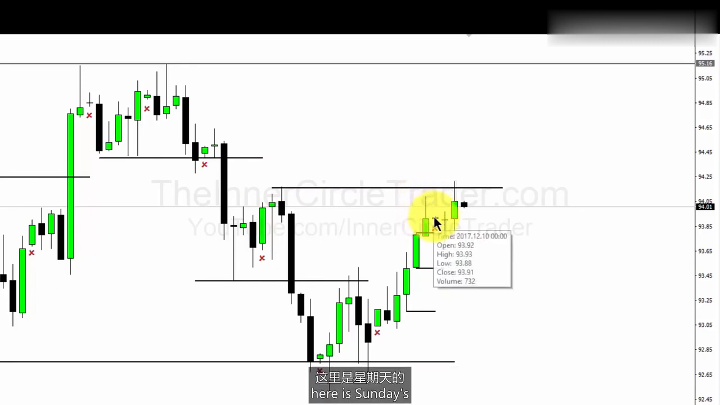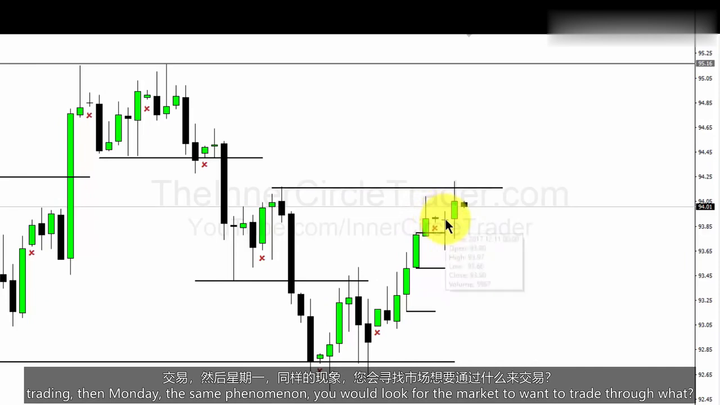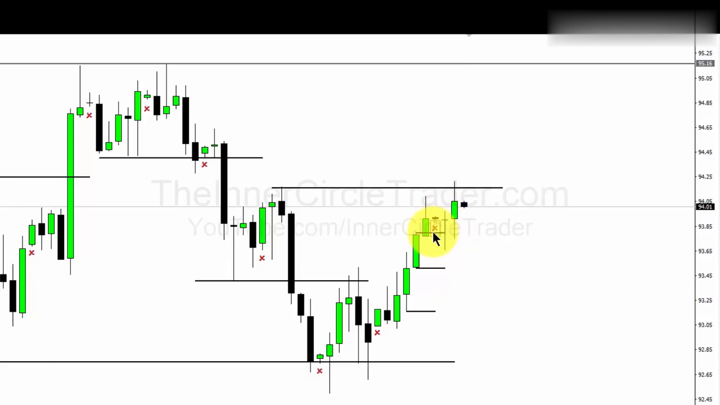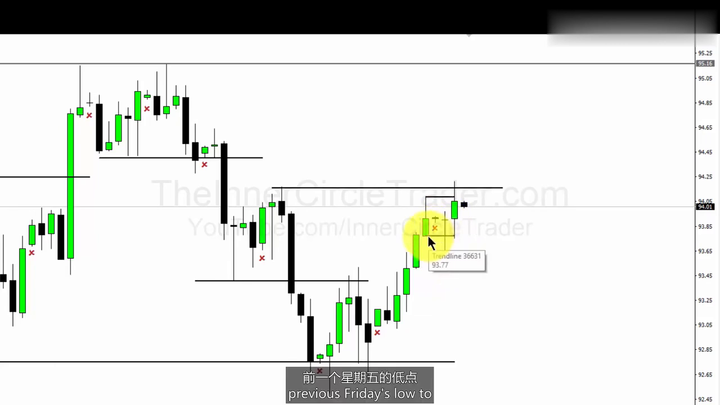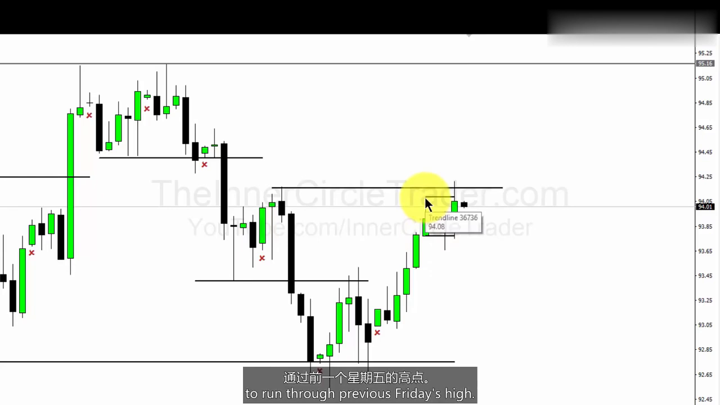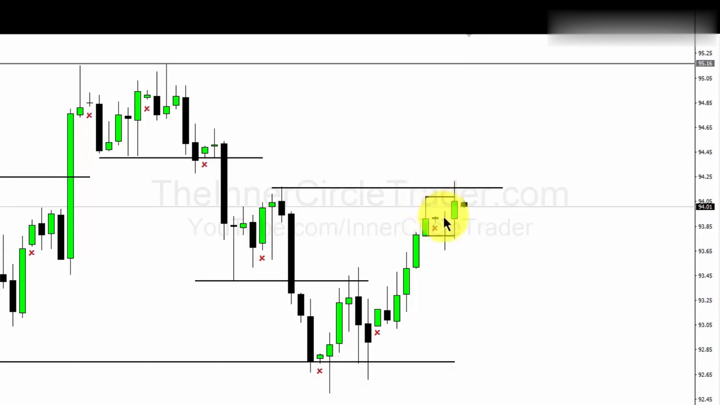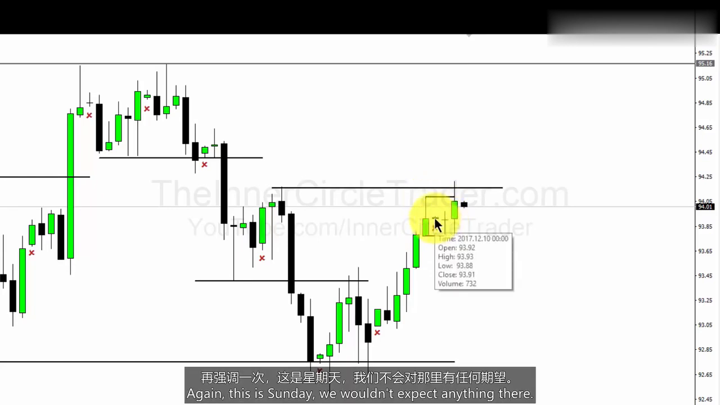Here is Sunday's trading. Then Monday, the same phenomenon. You would look for the market to want to trade through what? On Monday, we would look for this previous Friday's low to be supported, and we would look for price to run through previous Friday's high. Again, this is Sunday. We wouldn't expect anything there.